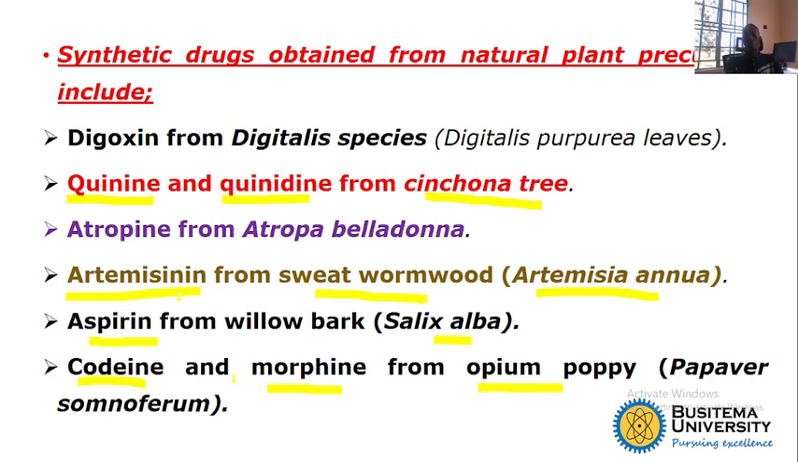Then we have the coca plant. These are some of those other plants. The coca plant gives us cocaine. We have atropine as a chemical ingredient obtained from what we call Atropa belladonna. Then we have digoxin as a drug obtained from Digitalis species.